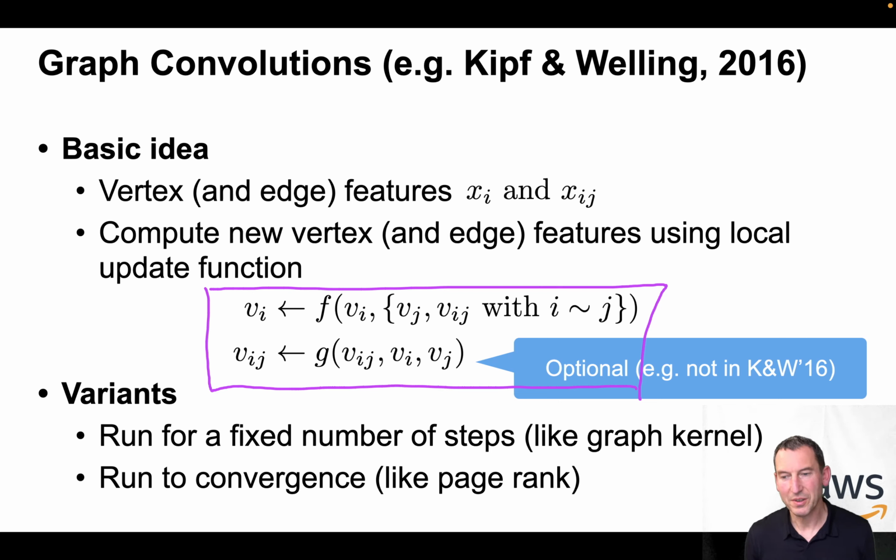So you run this for either a fixed number of steps, which is what gives you a graph kernel, or you can run it to convergence like in PageRank, and this gives you two separate families of graph neural networks. And right now the jury is still a little bit out on which one's better. There are very promising use cases and arguments for both. I would say right now this has a slight edge.